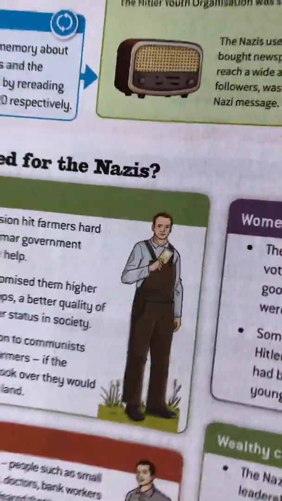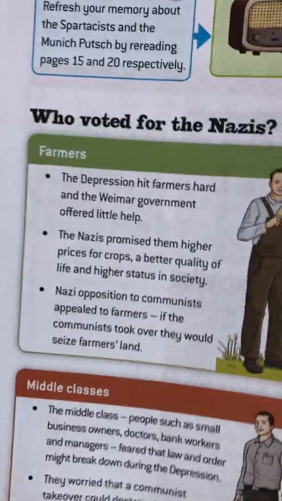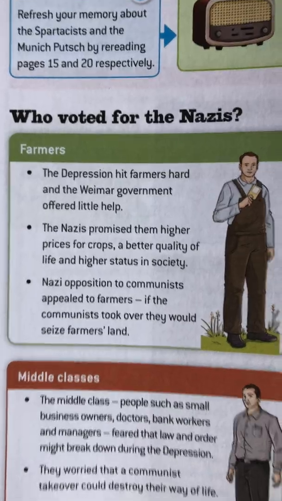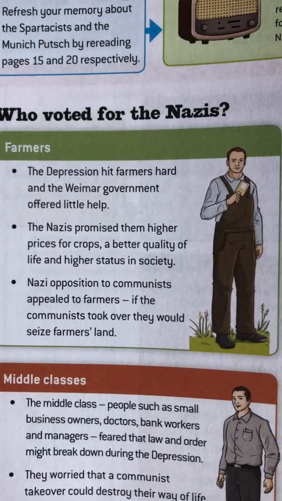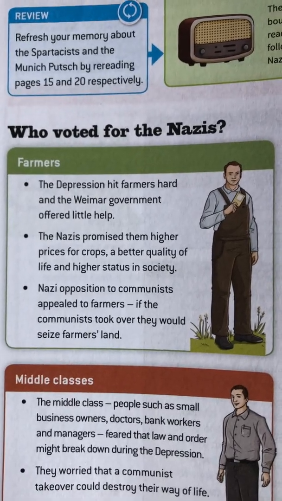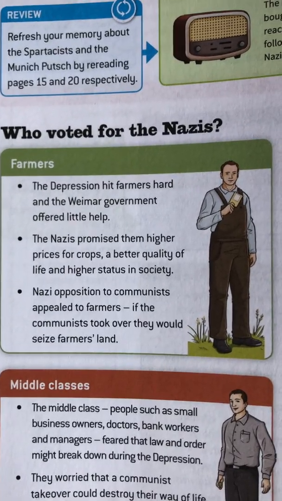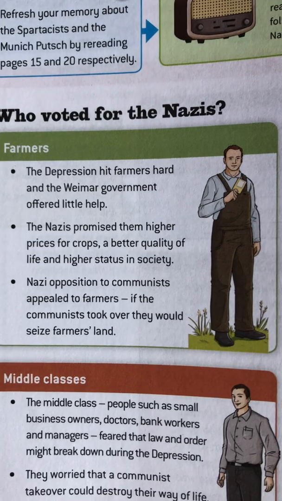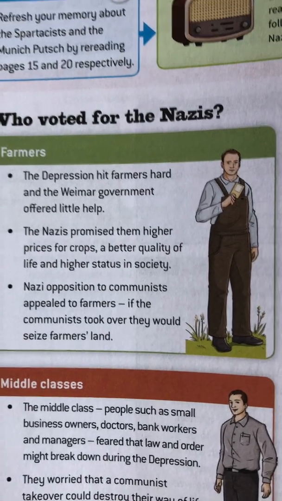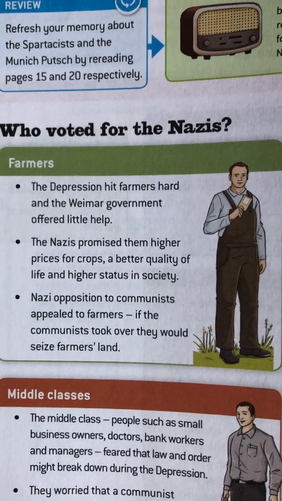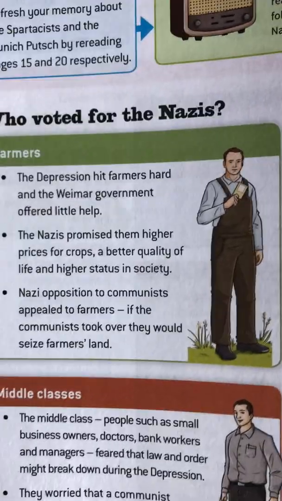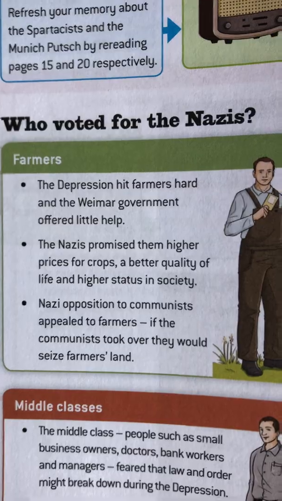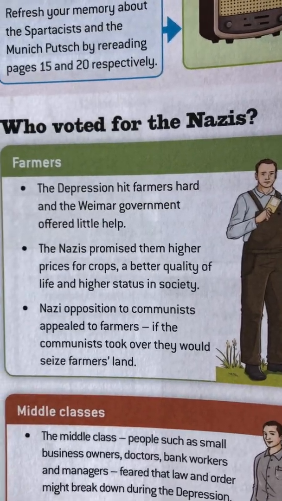How and why did different groups vote for the Nazis? So if we look at the farmers, the depression had hit them hard, and the Weimar government did little to help. The Nazis promised higher prices for crops due to saying that they would be self-sufficient and stop importing food from other countries, and they would make farming a more respectable job to hold. Nazi opposition to communists appealed to farmers because they didn't want their farms taken from them by the communists.